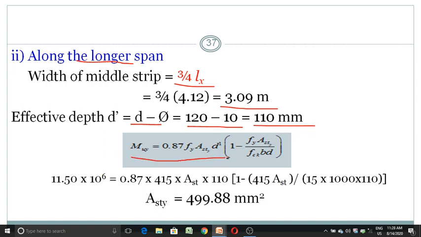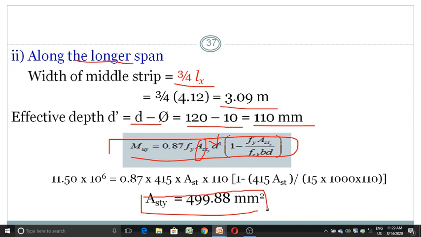So substitute the values in this formula, that is My equal to 0.87 Fy AST y, which we have to calculate here, into D dash, the effective depth along the y direction, into 1 minus Fy AST y by FCK b d. Finally, we will get a quadratic equation. After solving that quadratic equation, we will get AST y as 499.88 mm square.